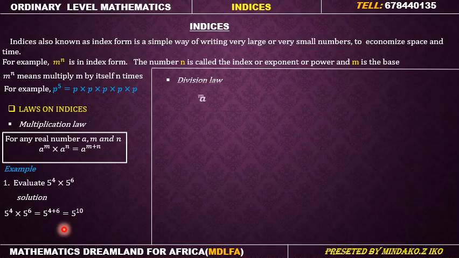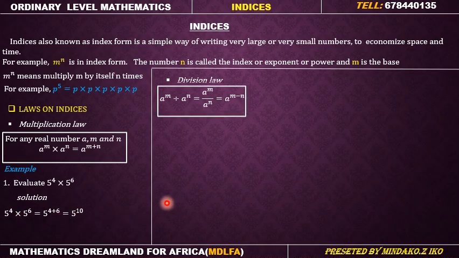Let's look at the division law. The division law states that a power m divided by a power n is equal to a power m minus n. So when the two bases are the same, you simply subtract the powers for the division law, while for the multiplication law, when the bases are the same, you simply add the powers. It is very important to know that a, m and n should be real numbers here.